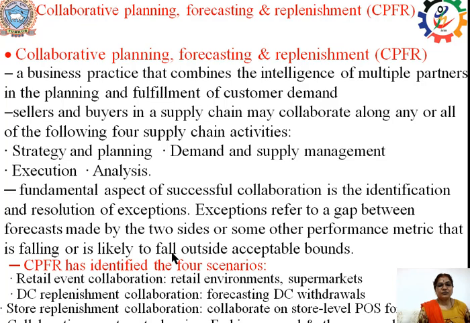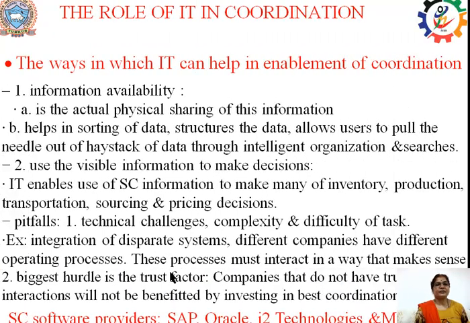There are 4 scenarios possible for CPFR. Retail event collaboration deals with retail environments. DC replenishment collaboration is for forecasting DC withdrawals. Store replenishment is at store level. Collaborative assortment planning is for seasonal demand, wherever you find it, for example, fashion apparel and other seasonal goods.